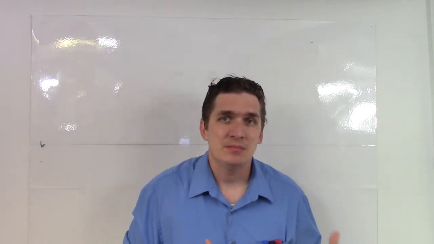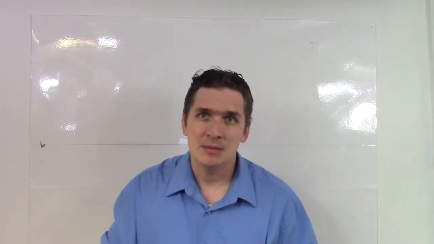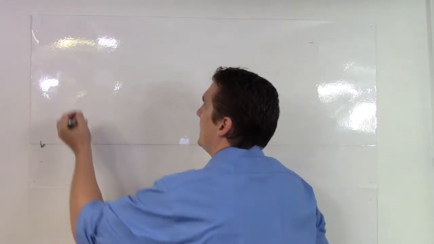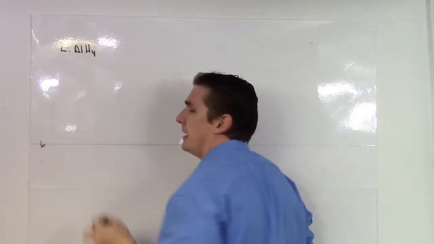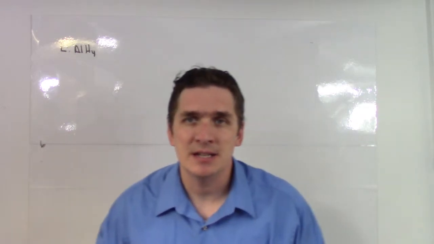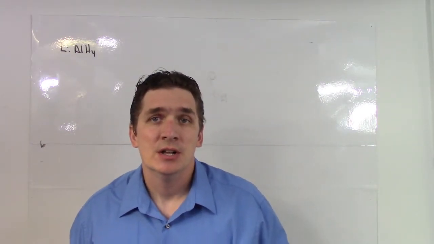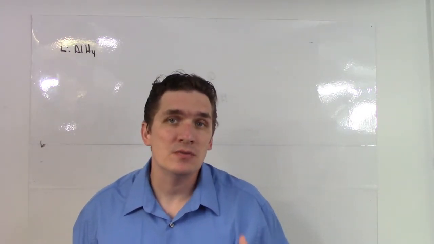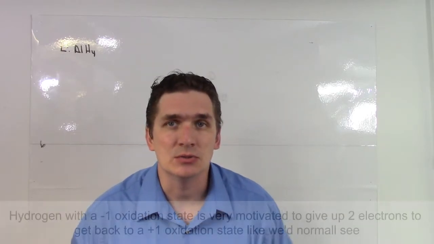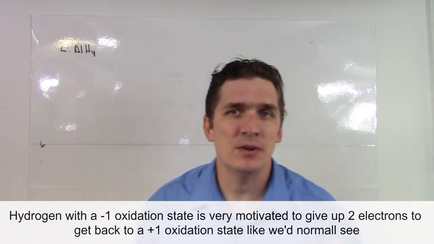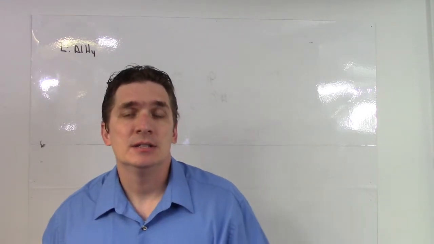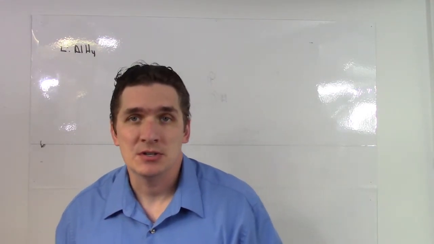So what is lithium aluminum hydride? LiAlH4 is a metal hydride. In the case of metal hydrides, these contain hydrogens with a -1 charge. So these hydrogens here are very motivated to give their electrons up, they're very motivated to reduce compounds. Now, lithium aluminum hydride here is a very aggressive reducing agent.